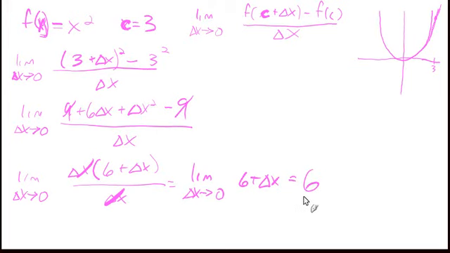And you could graph this in your graphing calculator. Convince yourself that at 3, the tangent line would have a slope of 6. It would go up 6 and over 1. Okay, so there you go. There's the slope of the tangent line.